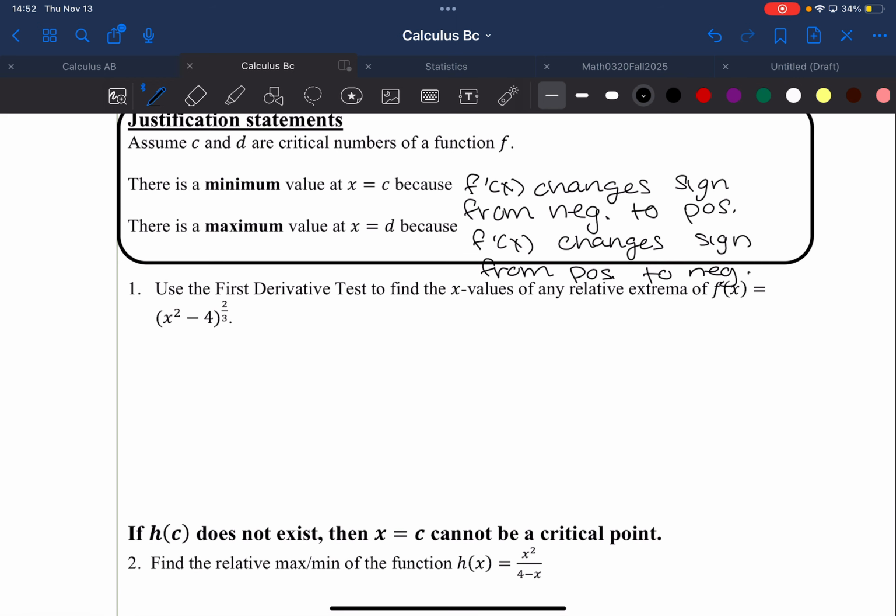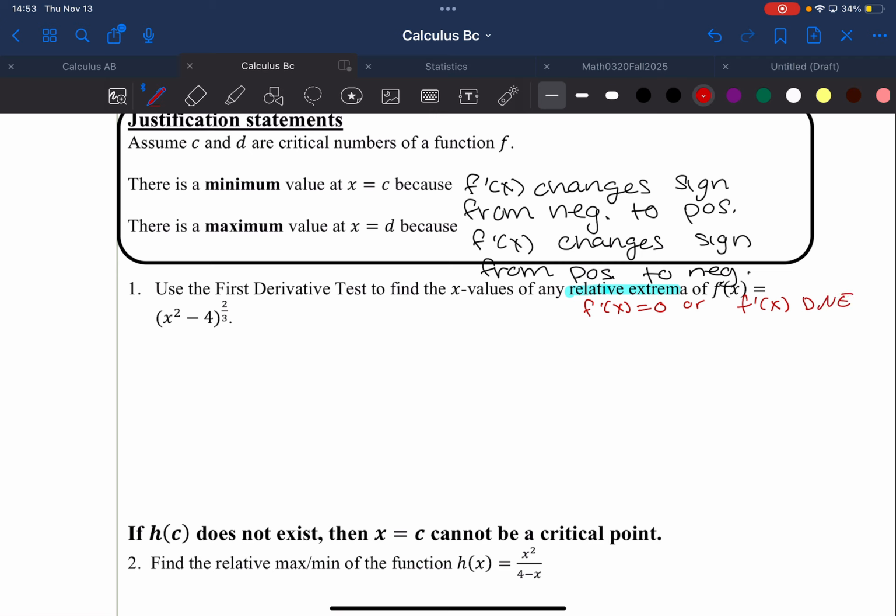Number 1 says use the first derivative test to find the x values of any relative extrema of f of x equals x squared minus 4 to the 2/3 power. So remember, when it's talking about relative extrema, it's talking about when we have a potential critical point. And we just said that that could happen if the derivative is equal to 0 or if the derivative does not exist. Okay.